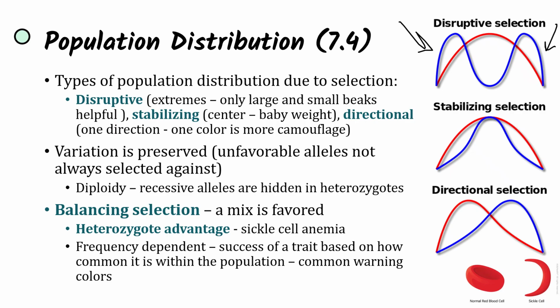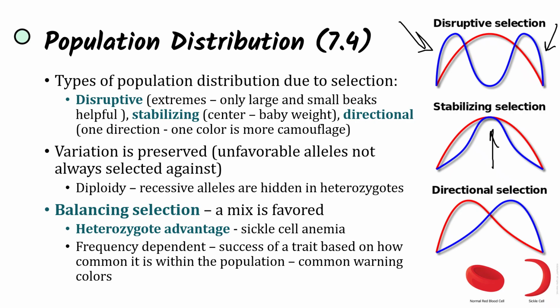There's stabilizing selection, where it's that middle, average trait that's going to be selected for. For instance, having an average baby weight is going to allow a baby to survive more than being overweight or underweight. That's going to lower its chances of survival.